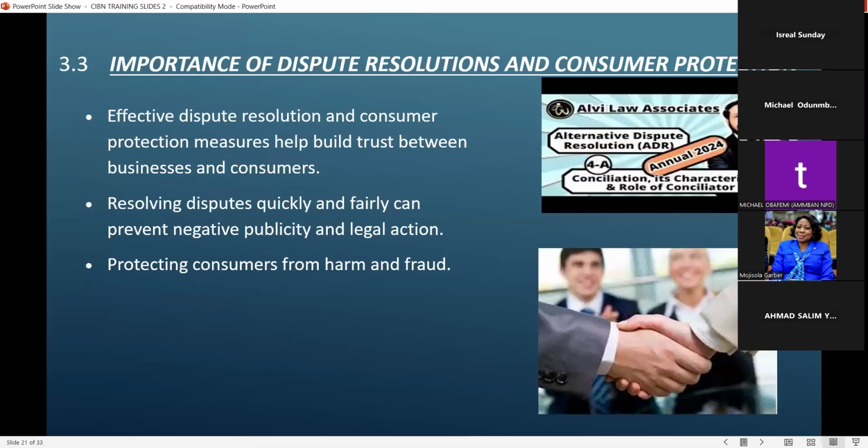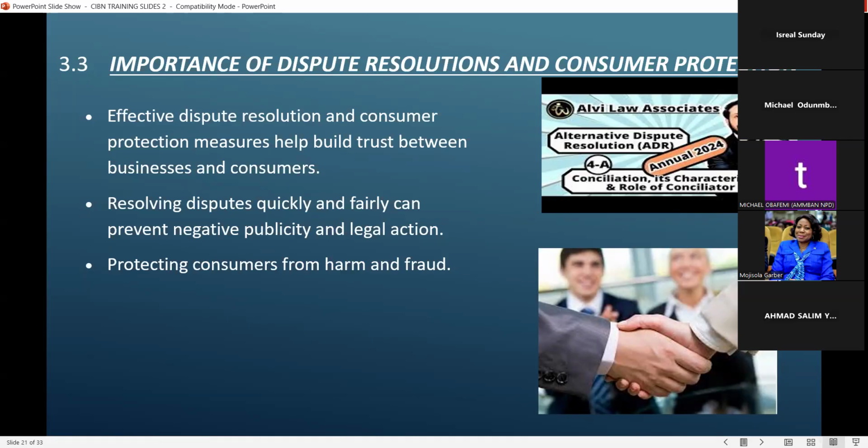Effective dispute resolution and consumer protection measures help build trust between businesses and consumers. Of course, when you have a good dispute resolution in place and also a way of protecting your consumers, it will reduce all these dispute issues. It will increase trust. You see, I go to that filling station, their meter is always good. Oh, that woman selling something, if you buy anything from her shop, it is original, because they have seen the steps and measures that you put in to ensure that consumer rights are well protected.